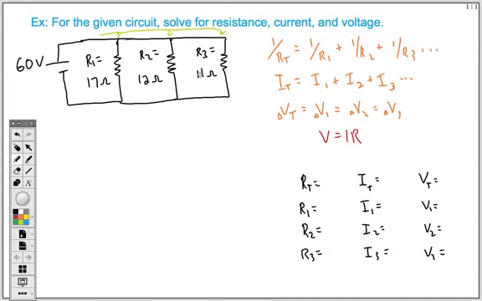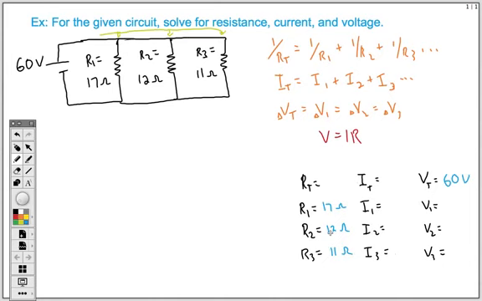So now let's go ahead and take a look at our circuit diagram so that we can actually solve for the problem at hand. I always teach my students to start with the given information. So we know that we have a power source of 60 volts. So that's going to be our total voltage. So our total voltage is 60 volts. And we know our three resistors. So R1 is 17 ohms, R2 is 12 ohms, and R3 is 11 ohms.